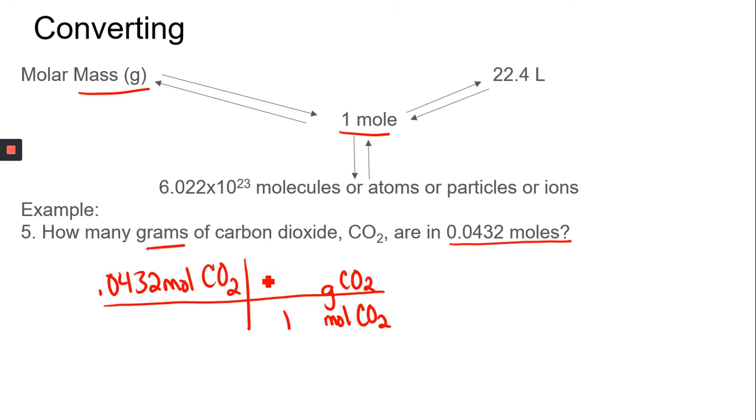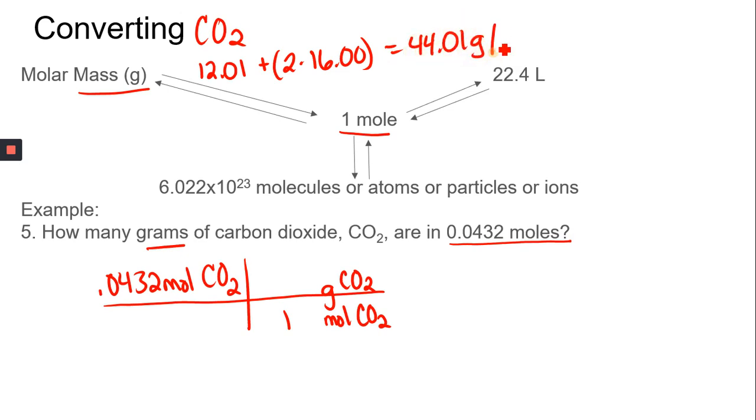1 goes with mole, and with grams is the molar mass. So on the periodic table, carbon has a molar mass of 12.01, and then we have 2 oxygens, so we would do 2 times 16. And we have a molar mass of 44.01 grams per 1 mole. So we can plug that number in to our grams. So see how it's grams per 1 mole? That's why we're using that molar mass.